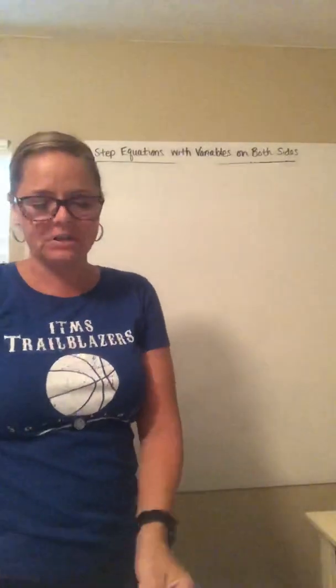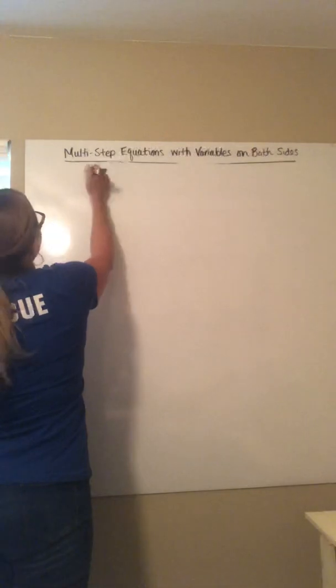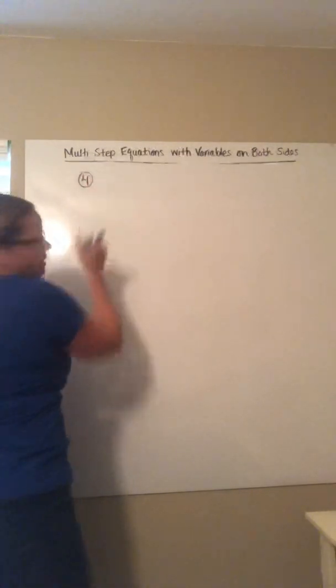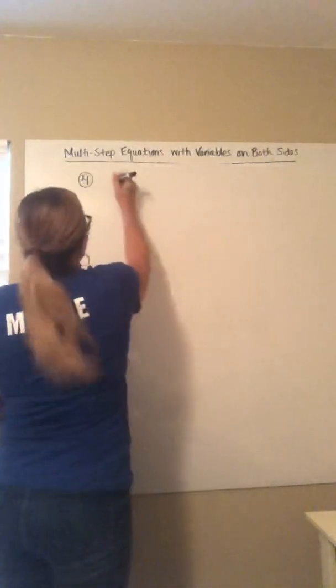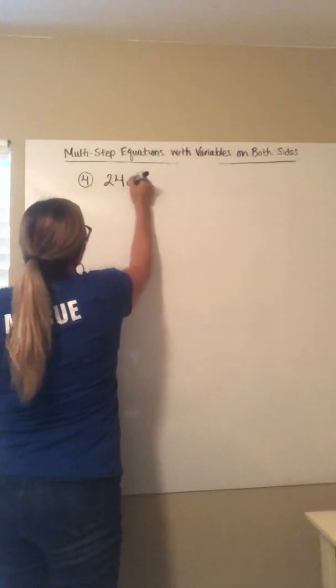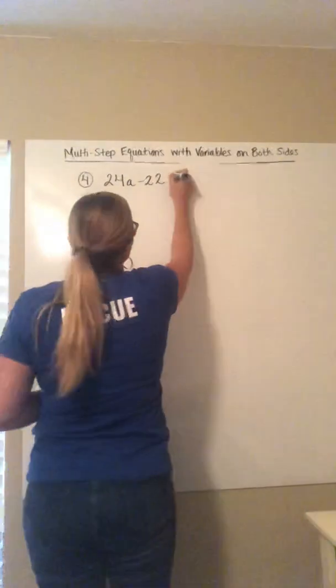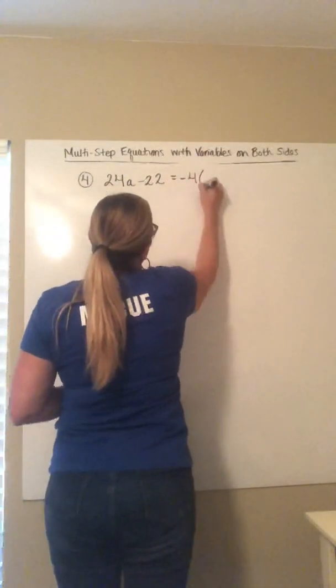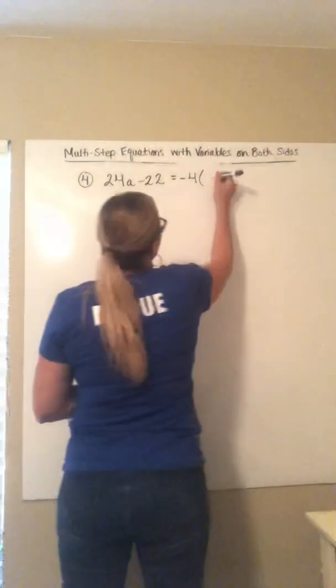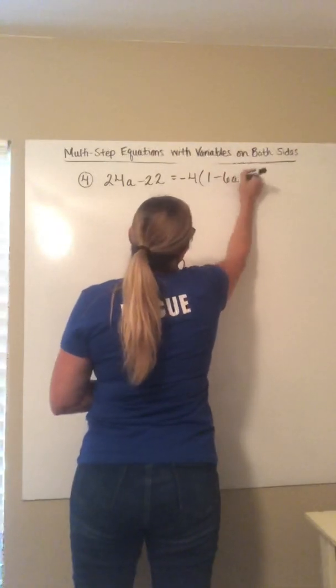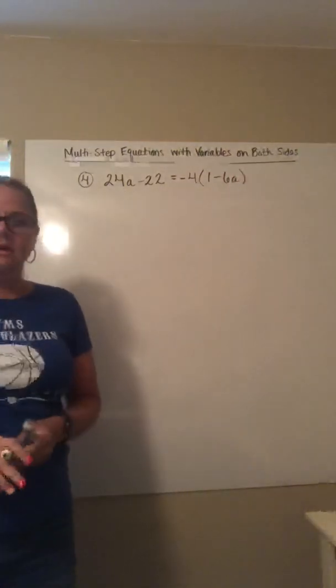The last problem we're gonna do, problem number 4, is 24a minus 22 equals negative 4 times 1 minus 6a. All right, let's take a look at this guy.